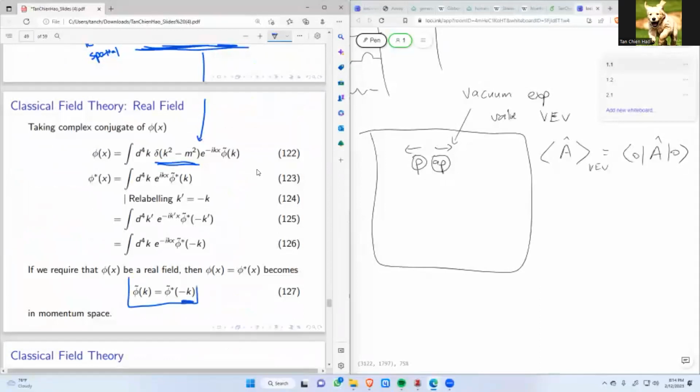So I eventually want to show this. How do I show that? Right, I take the complex conjugate. We see that, oh, okay, sorry. This probably shouldn't be here. It's a typo. Okay, yeah. Let me just get rid of this.